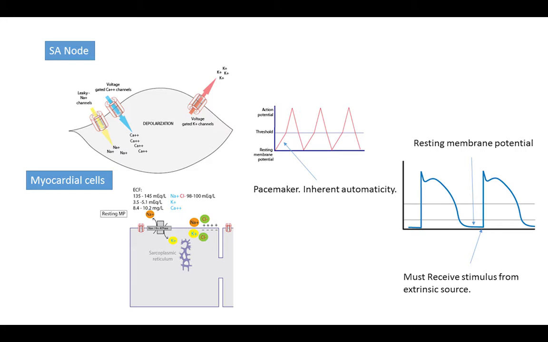We can use the small differences in channel types in different cell types to decide, for example, which antiarrhythmic drugs we want to use or how they work. Class 1 antiarrhythmic drugs work on fast sodium channels. Lidocaine is in this class, and if we use lidocaine IV, it changes the amount of stimulus it takes to initiate the depolarization of myocytes. So it moves the threshold up.